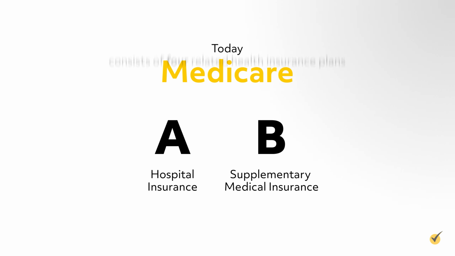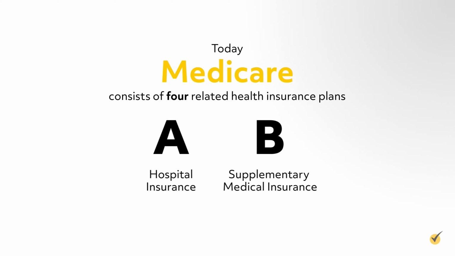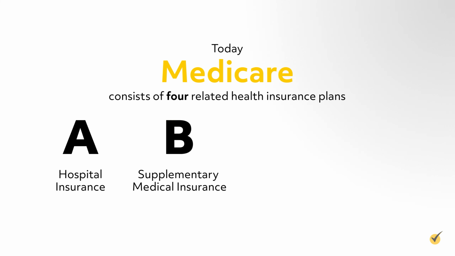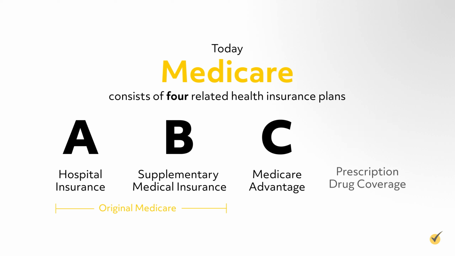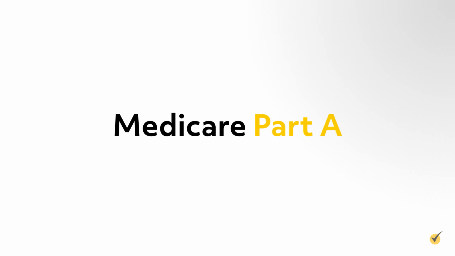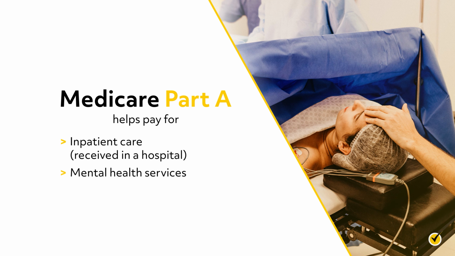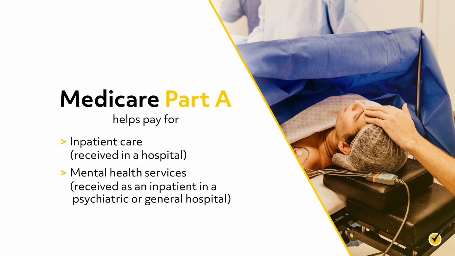Today, the Medicare program consists of four related health insurance plans. The original Part A and Part B, often referred to as Original Medicare, along with two additional plans, Medicare Advantage, Part C, and Prescription Drug Coverage, Part D. In general, Medicare Part A helps pay for inpatient care received in a hospital and mental health services received as an inpatient in a psychiatric or general hospital.